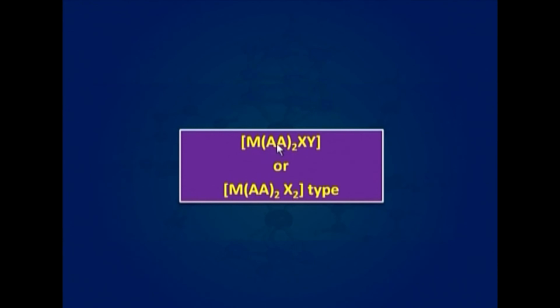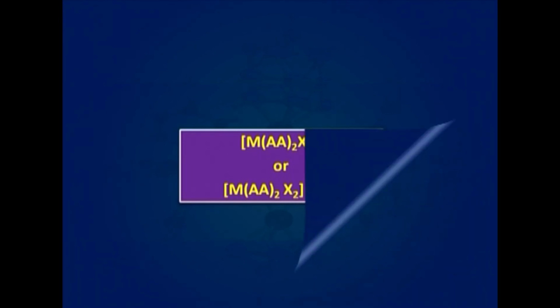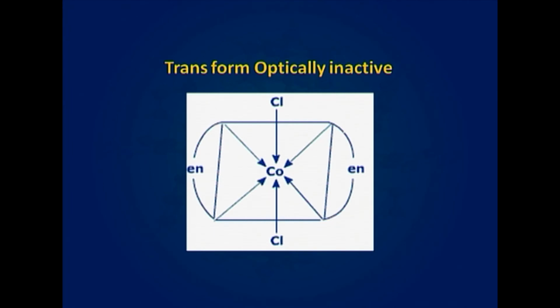Here AA is a bidentate symmetrical ligand of the type ethylenediamine, that is NH2CH2CH2NH2, and X and Y are simple monodentate ligands. In this example, the trans isomer is optically inactive while the cis isomer is optically active. Here is the trans isomer. You can see here is an axis of symmetry. Therefore, this isomer, that is the trans form, is optically inactive.